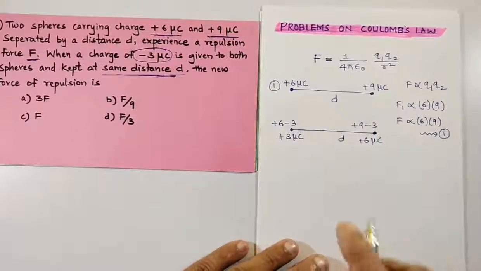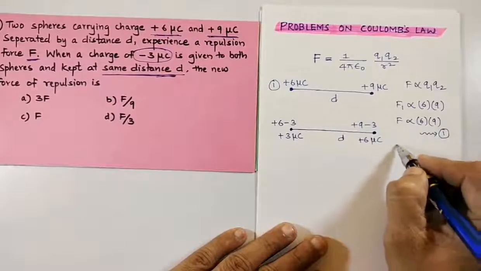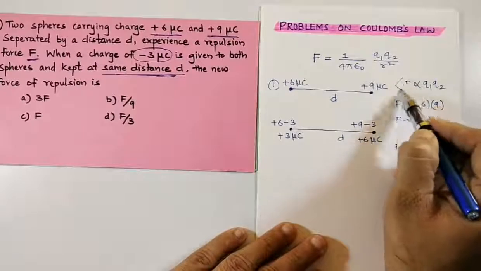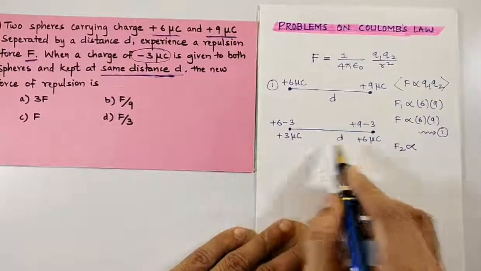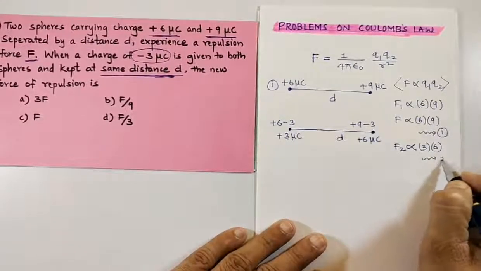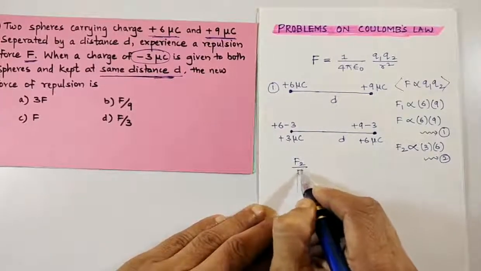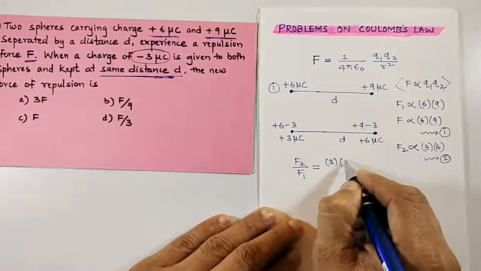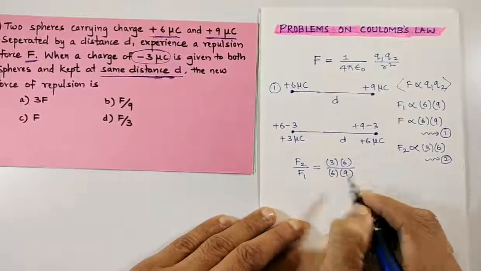Clear, students? Now similarly, in the second case, if I take F2, in both cases the distance is the same, so we will be applying F is proportional to Q1 Q2. So F2 is proportional to 3 into 6. This is equation 2. So now from 1 and 2, if you divide, F2 by F1 is equal to 3 into 6 divided by 6 into 9.